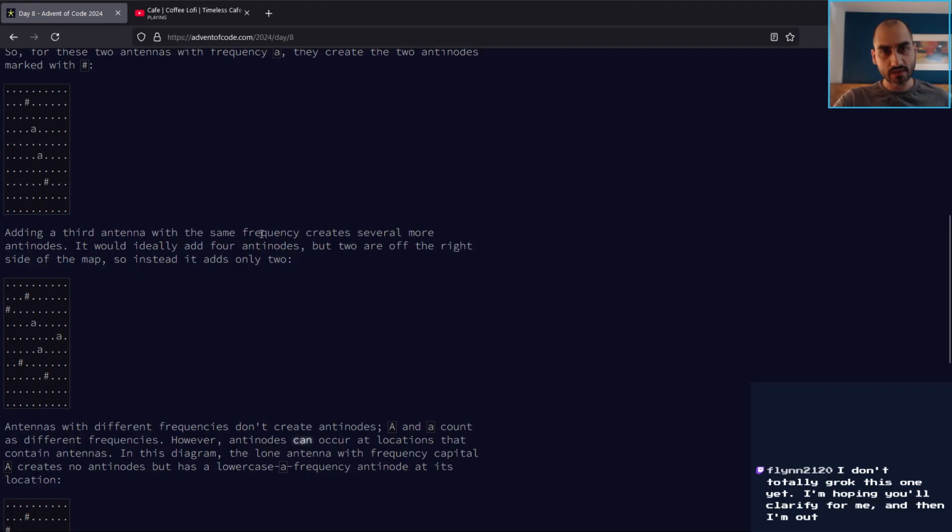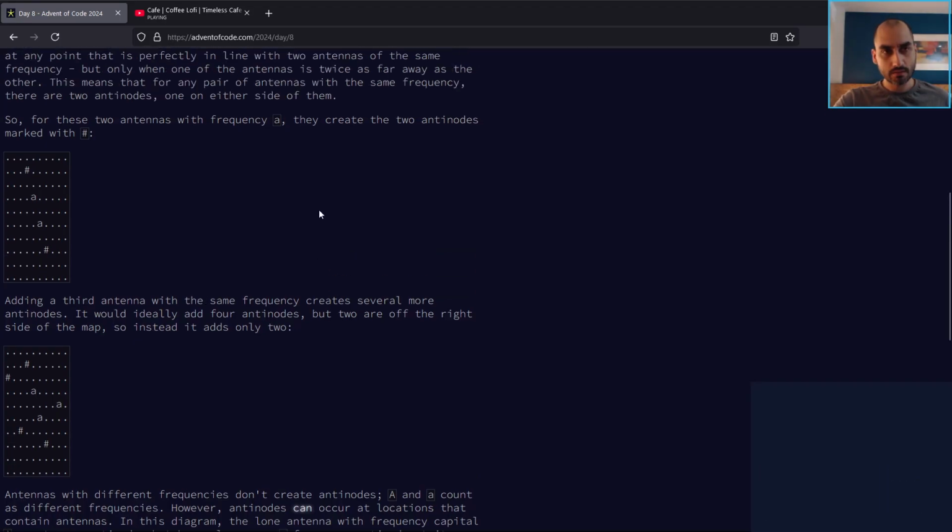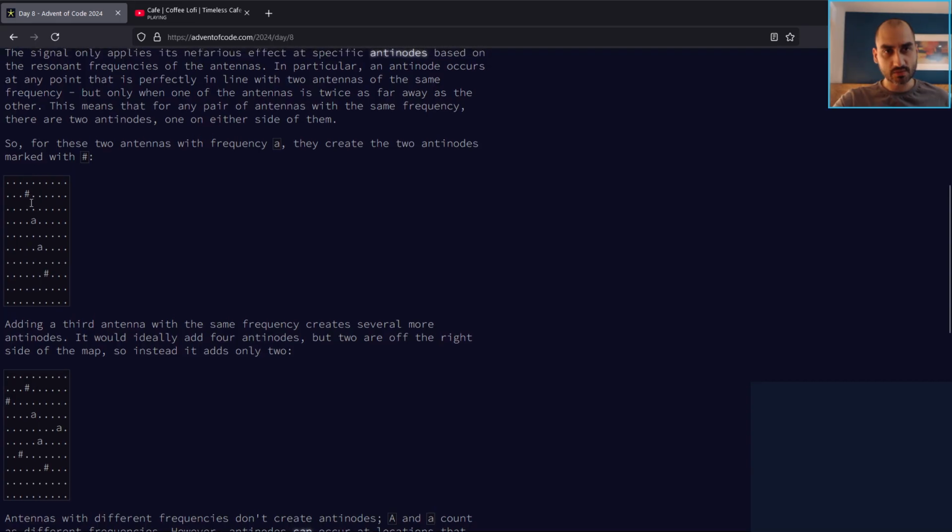Adding a third antenna with the same frequency. Okay, so for these two antennas with frequency A, they create two antinodes marked with hash. So yeah, in this example, there's no node which would fit between the two. But if it was spaced out a bit more, I mean, look, if that was A, then surely these would both be antinodes, because the same logic works in reverse. That would be an antinode, and that would be an antinode. And there'd be an antinode down here somewhere, and there'd be an antinode up here somewhere. There'd actually be 4 antinodes.